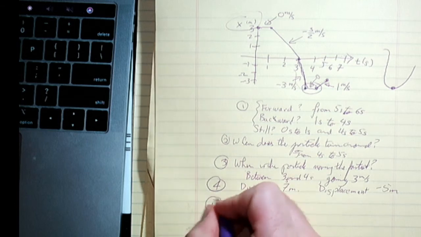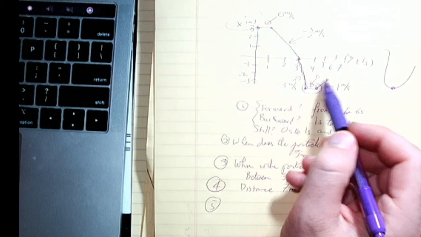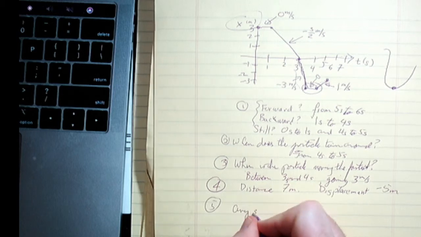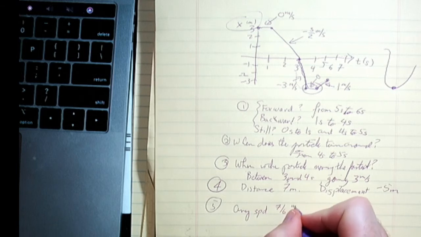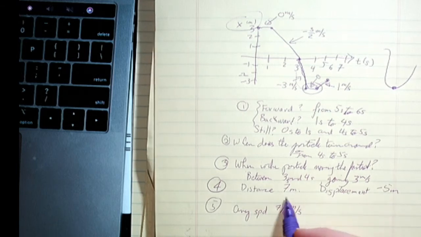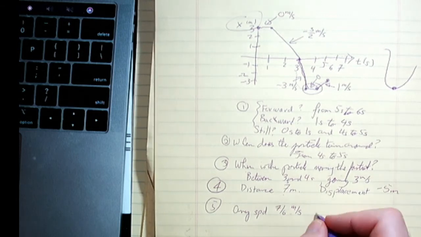Then finally it says, what's your average speed? And your average speed is, what distance did you go divided by how long did it take you to do it? Well, it took us 6 seconds, and we went 7 meters. So our average speed is 7/6 meters per second. Sorry. Yes, that's right. I went 7 meters. I did it in 6 seconds. So 7 meters over 6 seconds, or 7/6 meters per second.